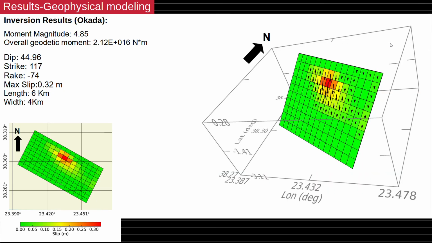So here we have our final products for the geophysical modeling, and as you can see, we can see in the 3D projection the fault and the slip distribution. Moreover, we have some information about the dip, strike, rake and slip of the fault.